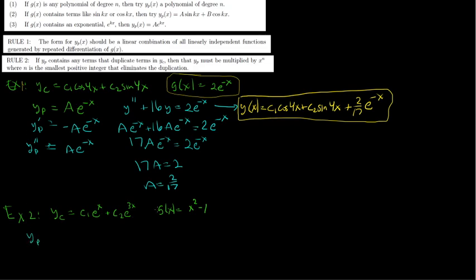Yp, right? So this is a polynomial, right? And if you look at the very first rule up here, rule 1 up here, if you have a polynomial, try yp to be a polynomial of the same degree. In this case, this is degree 2, this is quadratic. So that tells me that yp should be a x squared plus bx plus c. Okay? Yep, again, you have to include a polynomial of the same degree.